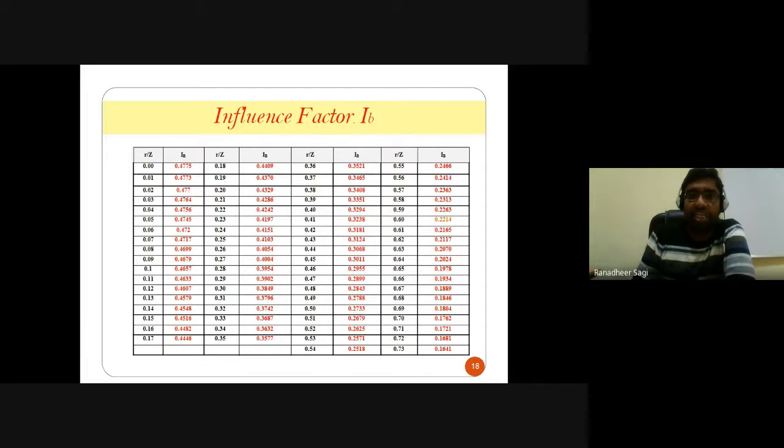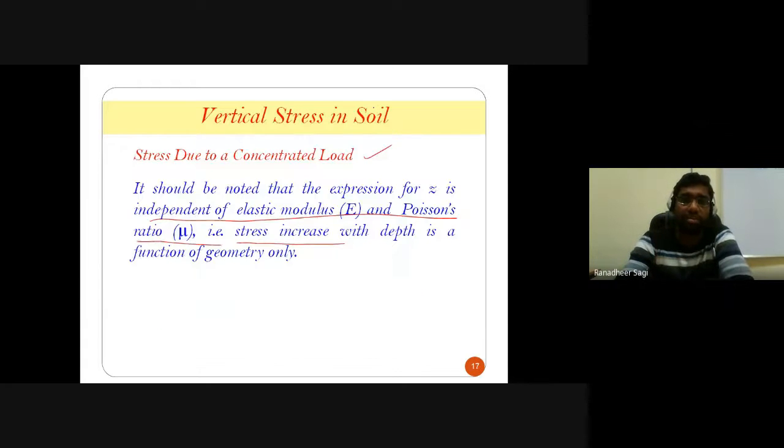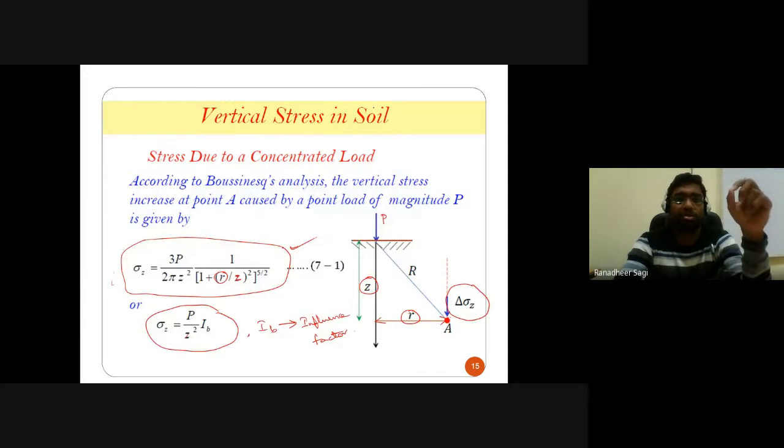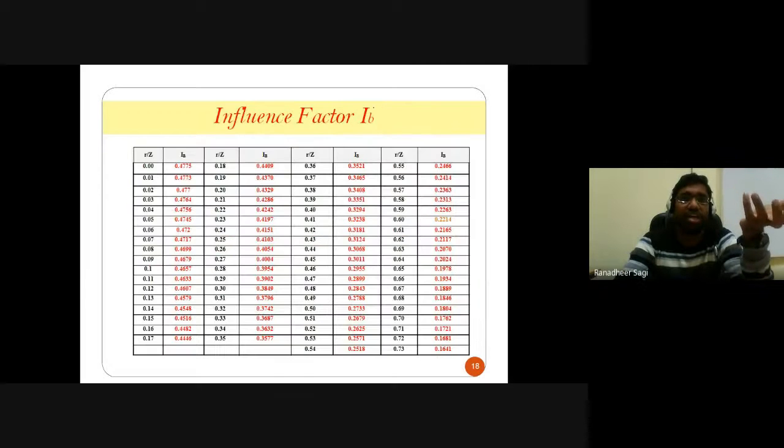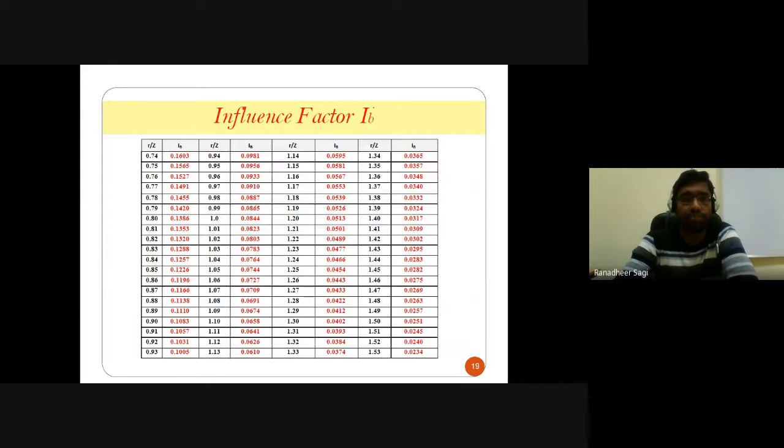So as I was mentioning, if you know your R value and Z value in your expression, you can understand what your R by Z ratio is. So for different R by Z ratios, you will have different influence factor values. If your R by Z ratio is 0.00, then accordingly your influence factor is something. If your R by Z value is something else, you have a different influence factor, which are available from the standard tables, like this.